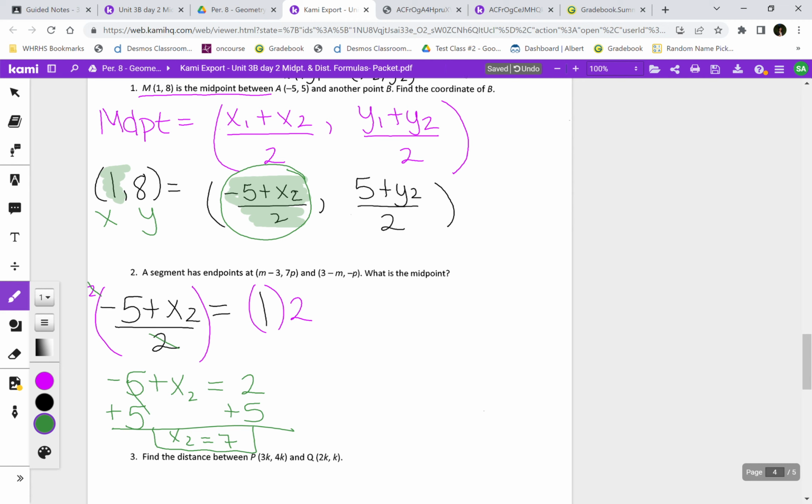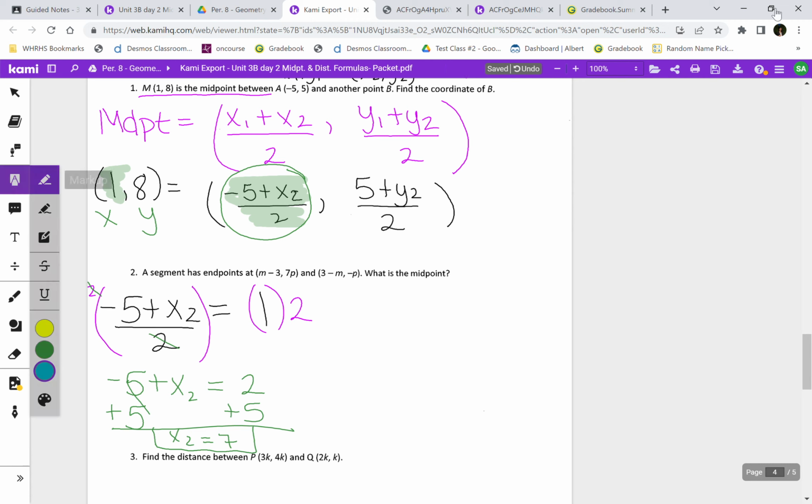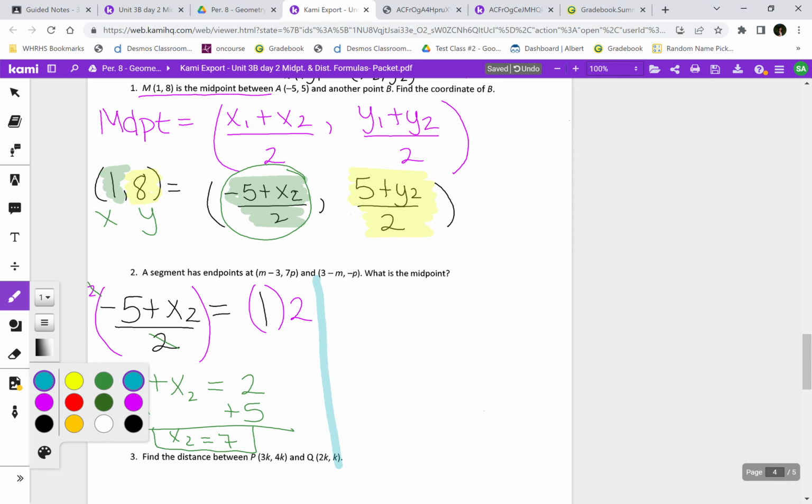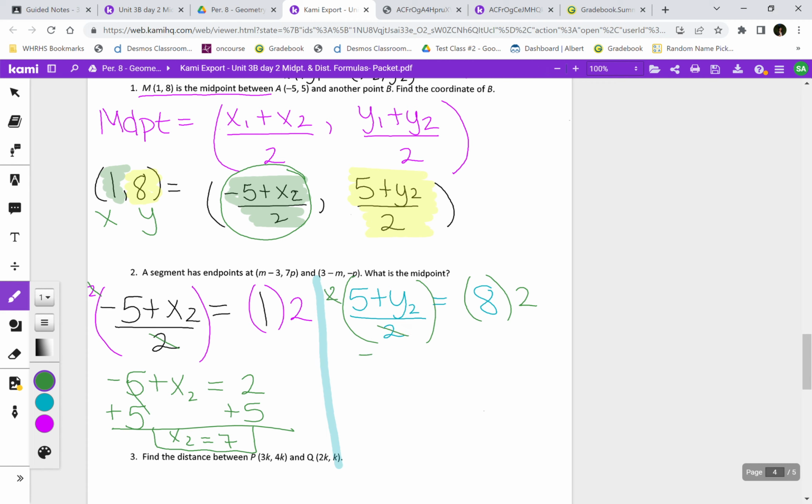Find the y coordinate. So now I know 5 plus y2 divided by 2, doesn't that have to equal 8? So now that's going to be the next equation I write. 5 plus y2 over 2 has to equal 8. And we're going to go ahead and solve this just like we did before. So I'm going to multiply by 2 on both sides, and I have 5 plus y2 equals 16. So y2 will equal 11.